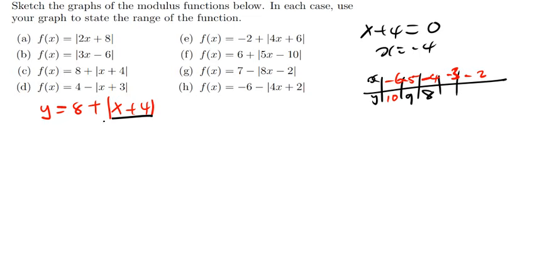Now let's put -3. So if you put -3, it will be -3 plus 4 in the modulus, that is 1. The modulus of 1 is 1. 1 plus 8, that is 9. If you put -2, -2 plus 4 becomes 2. The modulus of 2 is 2. So 2 plus 8, that is 10. I'm done.